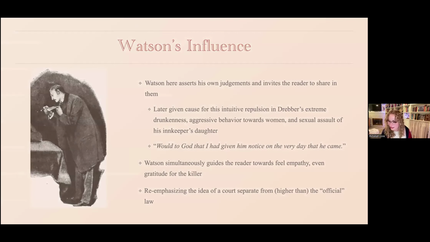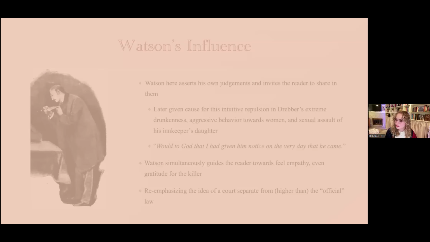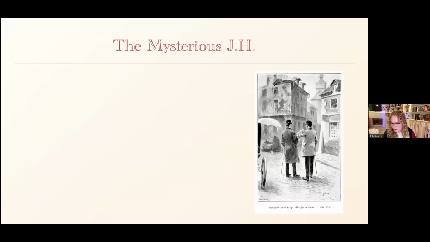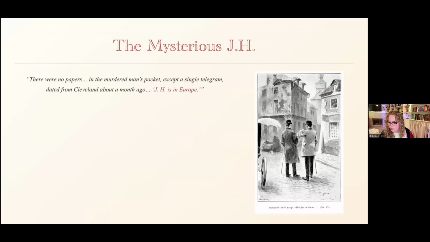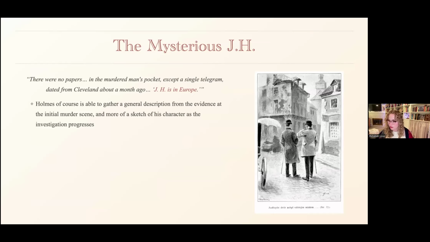So who is that criminal? Dr. John H. Watson is slow to reveal information on that score. The most solid lead on his identity is a note found on the corpse of a man named Stangerson, dated several months back and stating only that J.H. is in Europe. Holmes is able to piece together a basic description of the murderer from details at the scene of the crime, and slowly builds a sketch of his character from further clues they discover as the investigation progresses.